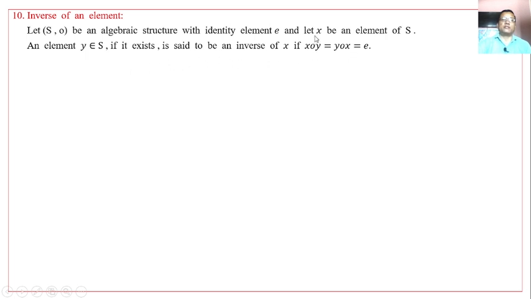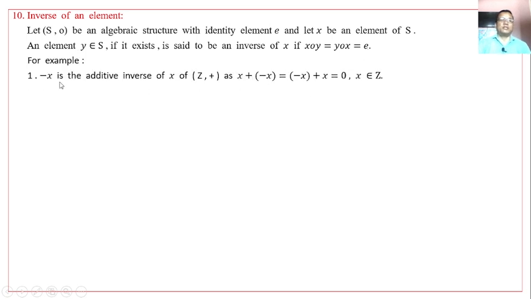For example, minus X is the additive inverse of X in the algebraic structure Z, plus. X plus minus X equals 0, and minus X plus X equals 0, for any integer X.